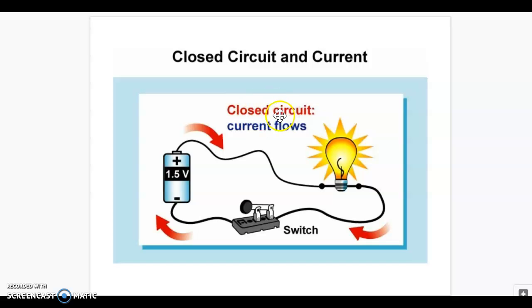Okay, a closed circuit is just that switch is closed and current is allowed to flow throughout the circuit. If there's a break in the circuit or if there is an open circuit where that switch is back open, current can't flow. It needs that total path in order to flow.